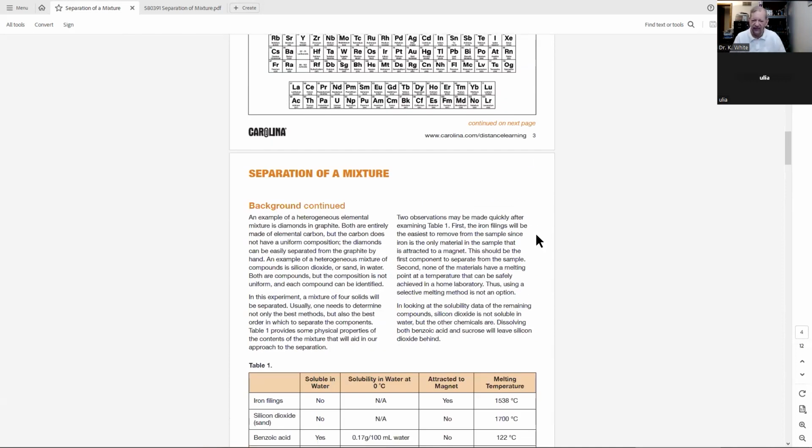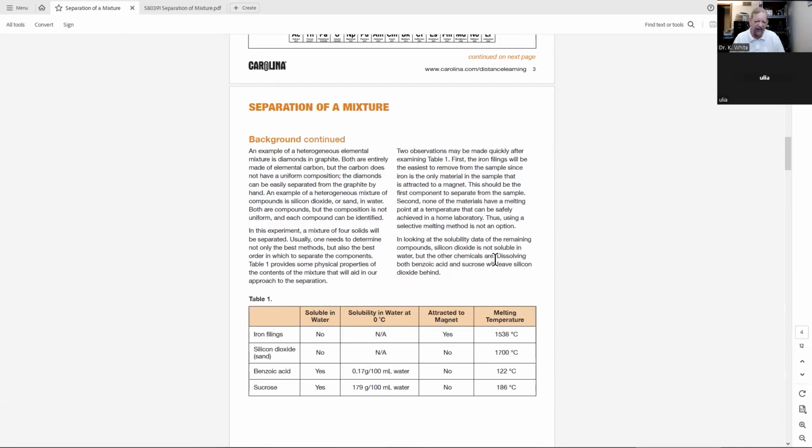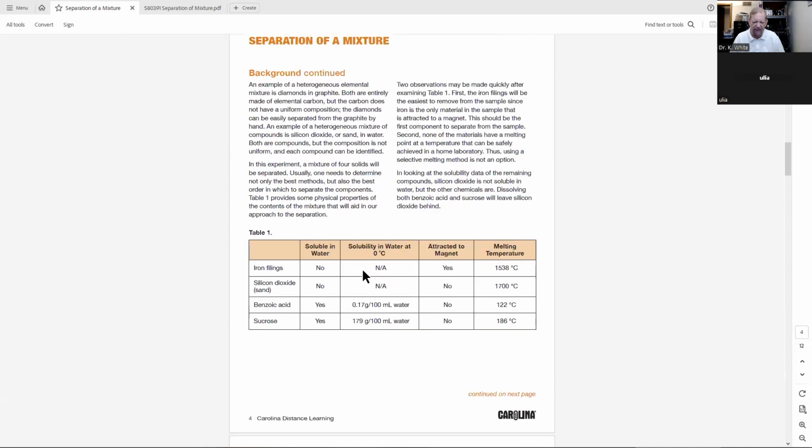Now, how do you separate things in a mixture? Well, you use physical properties. And you can separate different things based on their physical properties.